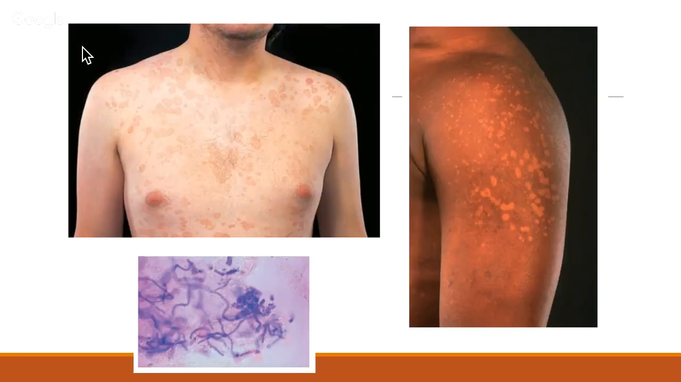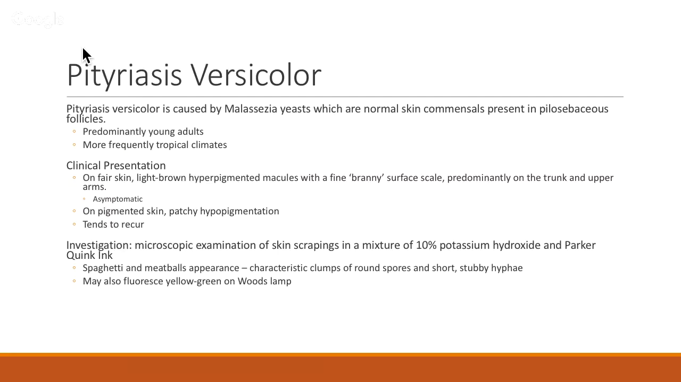So this rash can either be hyperpigmented in fair-skinned individuals or hypopigmented in darker-skinned individuals. And on microscopy, you get this classical spaghetti and meatballs pattern. As mentioned before, because it's either hyper- or hypopigmented, that's why you get the name versicolor. This is caused by Malassezia yeasts, which is a fungal infection. So either hyperpigmented macules with a fine branny surface scale, or patchy hypopigmentation. Unfortunately, this infection tends to recur.